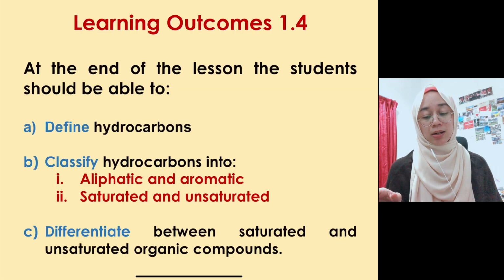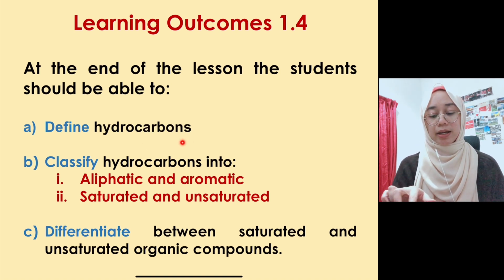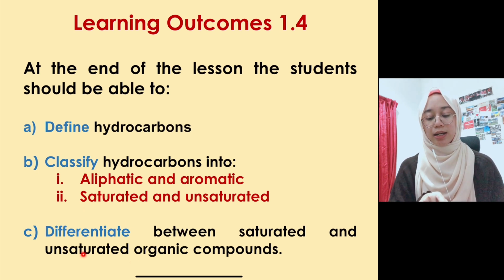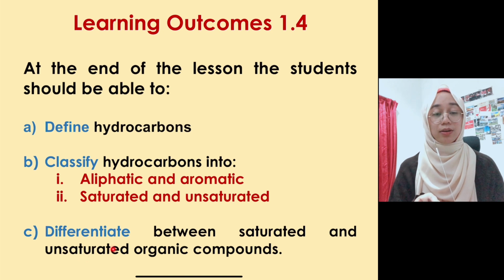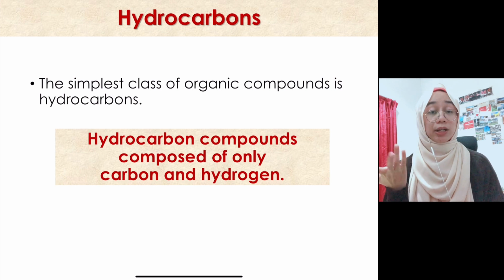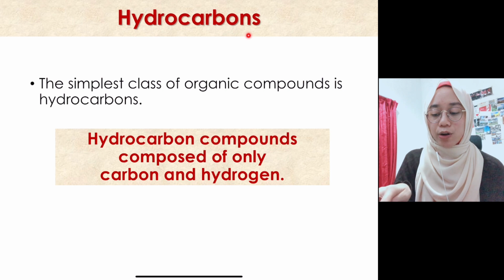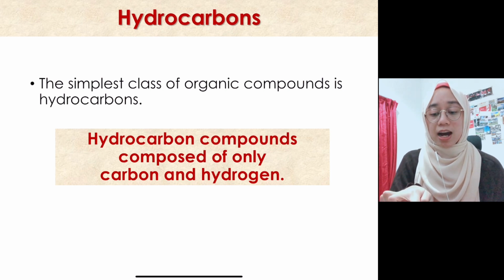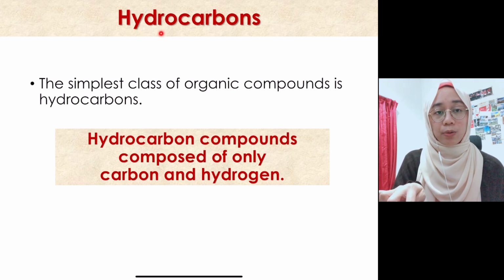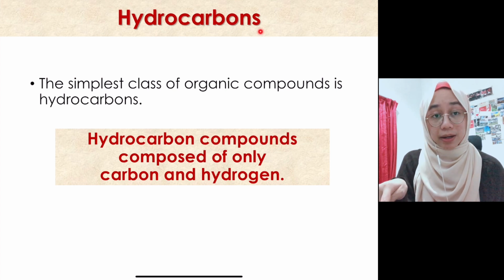So in this subtopic, you'll be learning the definition of the hydrocarbons, and then kita akan classifykan hydrocarbons. Ada 2 jenis classification, and then kita akan differentiate between the saturated and unsaturated organic compound. Okay, so what is hydrocarbon? Okay, hydrocarbon sebenarnya daripada nama dia hydrocarbons ni pun it's quite obvious already. Hydro adalah nama pendek untuk hydrogen. Okay, carbon lah, meaning ada hydrogen dengan carbon.